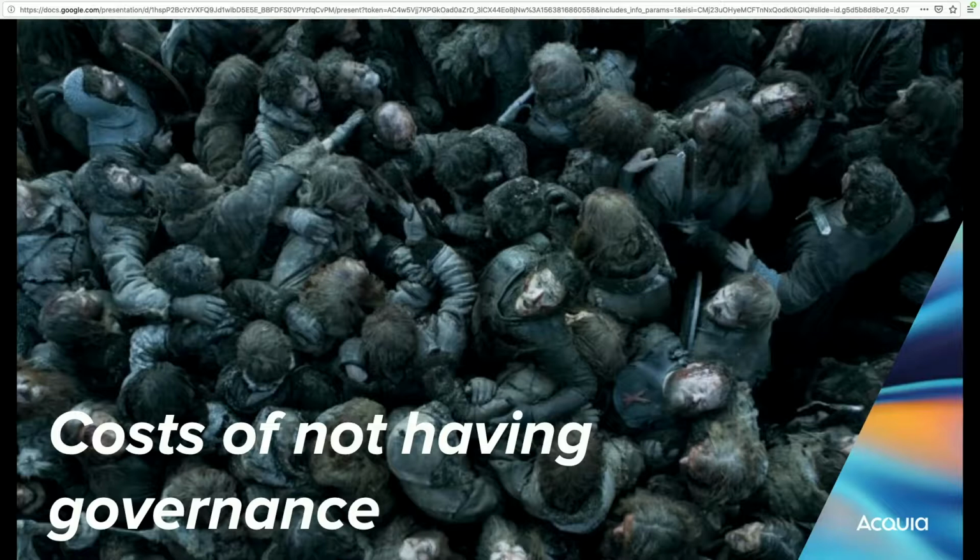So that was the benefits of governance. What are the negatives of not having it? As you can see from this image, the cost could be high, and you could end up like Jon Snow here, stuck in a battle and no way out.